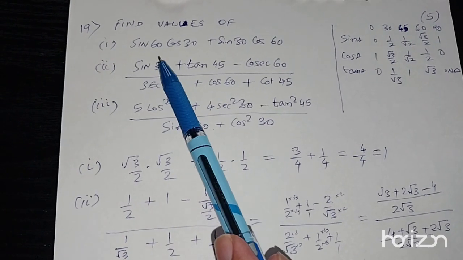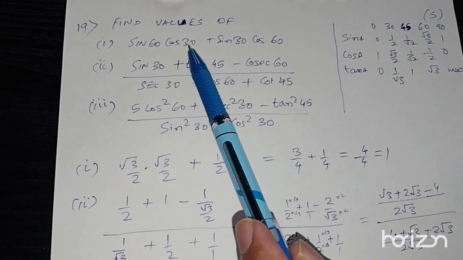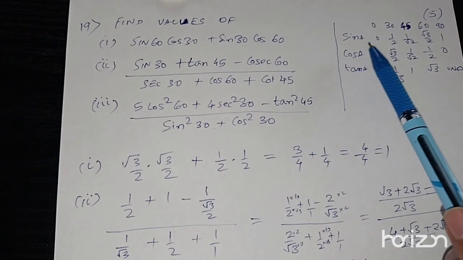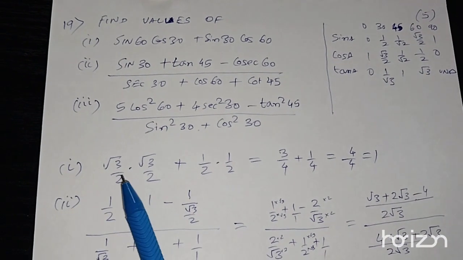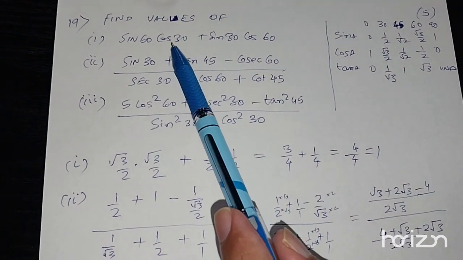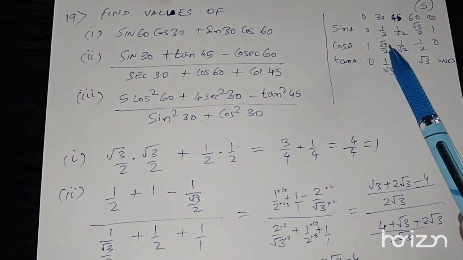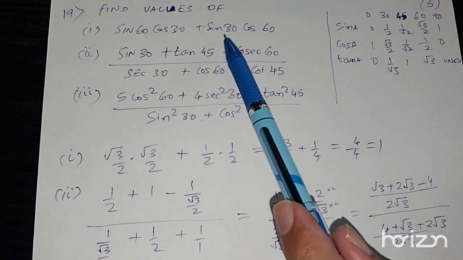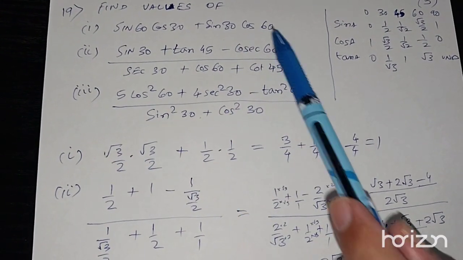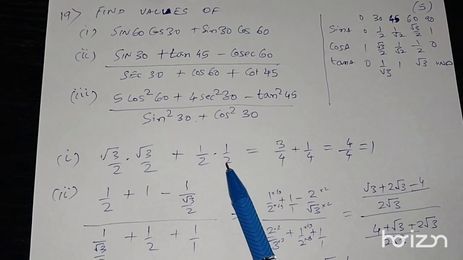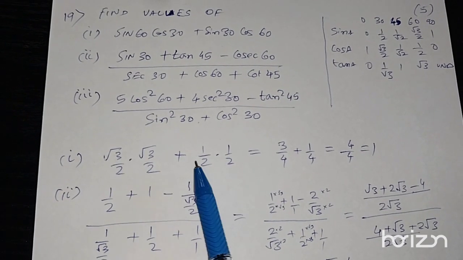To solve the first sub problem, we can say sin 60 cos 30. So sin 60 you can see that it is root 3 by 2. So I have substituted that. Cos 30 is also root 3 by 2. I have substituted that. And sin 30 is half. Cos 60 is also half. So substituted that. So root 3 by 2 into root 3 by 2.